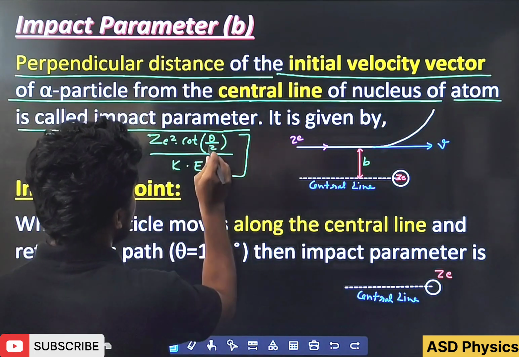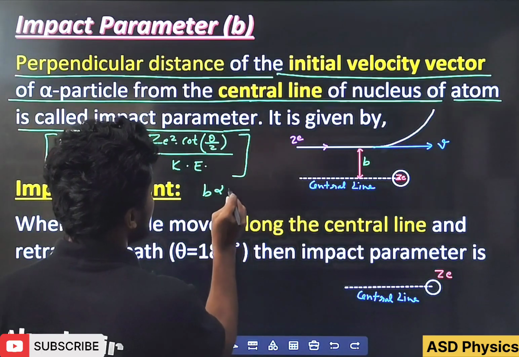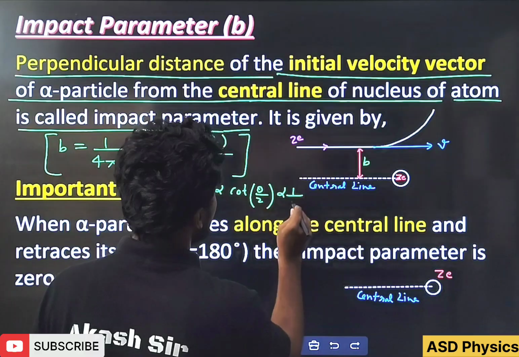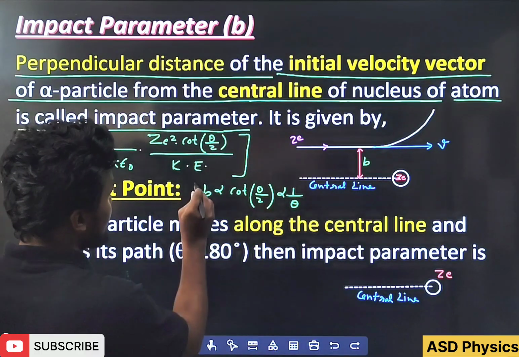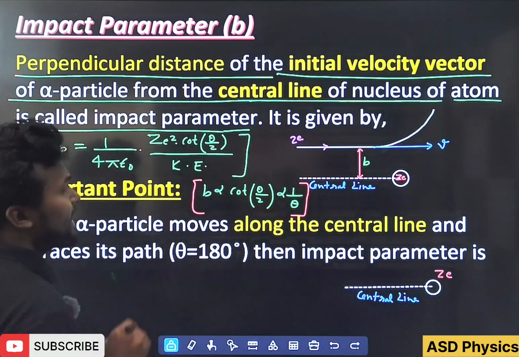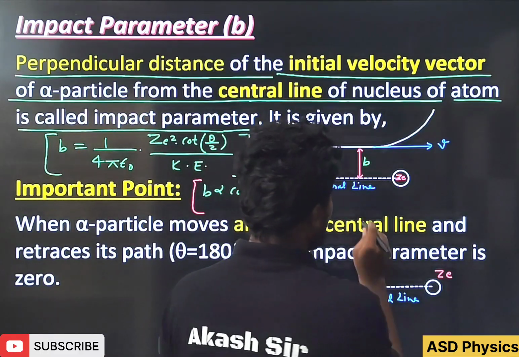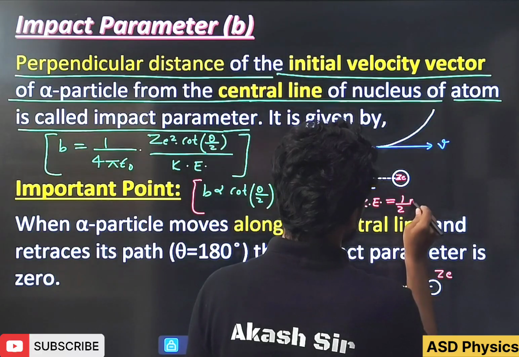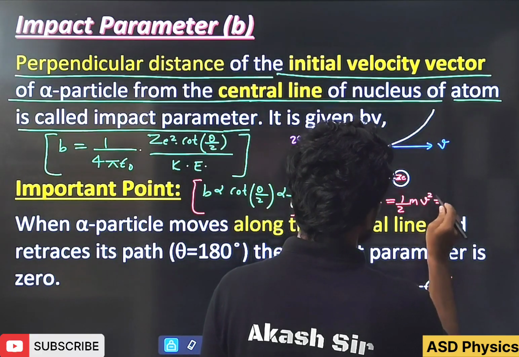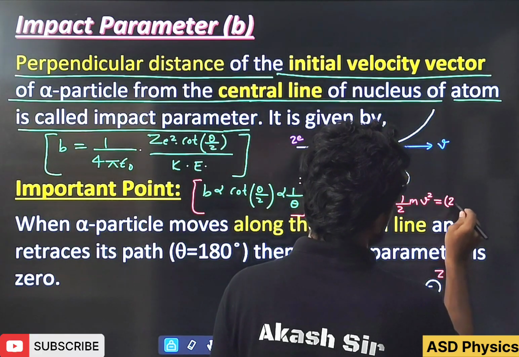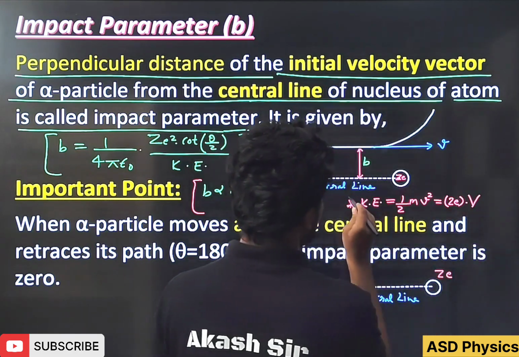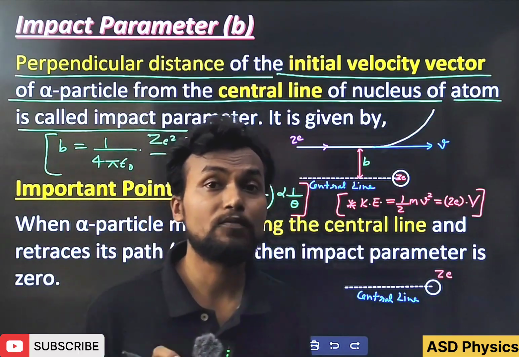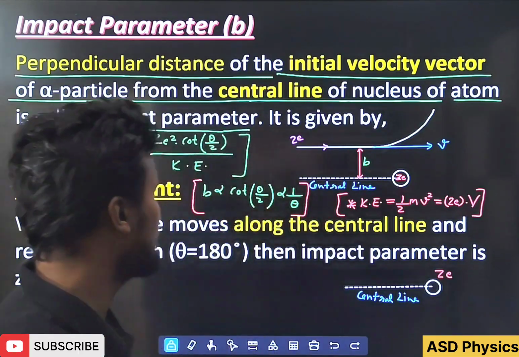One more thing: this impact parameter is directly proportional to cot theta by 2, or remember, inversely proportional to theta if we write in terms of theta only. This kinetic energy can also be written in a number of forms. According to the question, kinetic energy can be written as half mv square, where v is the speed, or as the charge on the alpha particle, 2e, into potential V. This kinetic energy formula is applicable for the distance of closest approach also. Remember that.